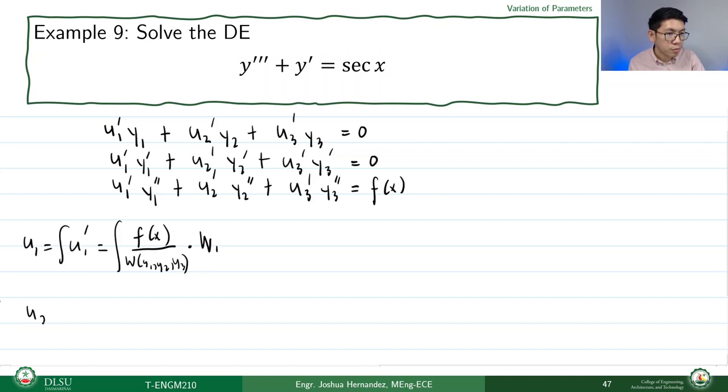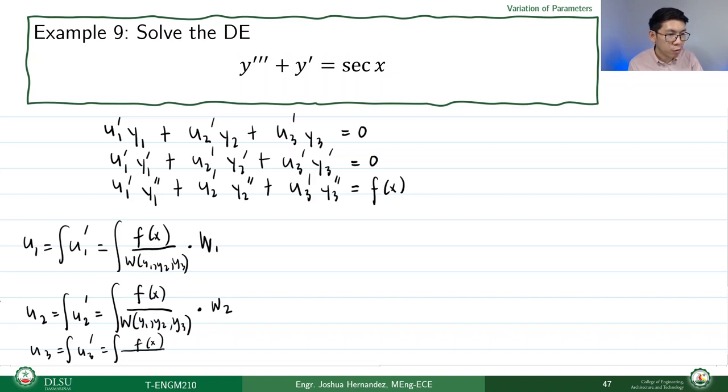And then u sub 2 is equal to the integral of u sub 2 prime, which is the integral of, in this case, we no longer have the negative signs, because those are exclusive to second order. You can also get it using the W formula for higher order. So, the Wronskian of y sub 1, y sub 2, and y sub 3 multiplied by W2. And finally, u sub 3 equals the integral of u sub 3 prime, which equals the integral of f of x all over the Wronskian we got earlier, multiplied by W3. Now, the question is, how are we going to find W1, W2, and W3?